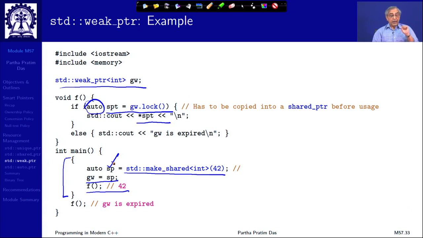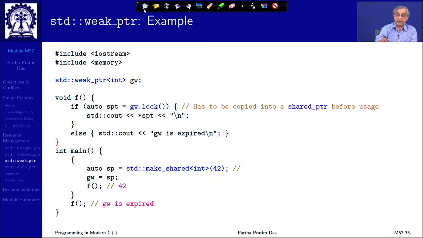So the weak pointer will find that it has actually expired. So now when you call f, this lock will fail and you will print that the weak pointer has expired. So, that is the basic logic.